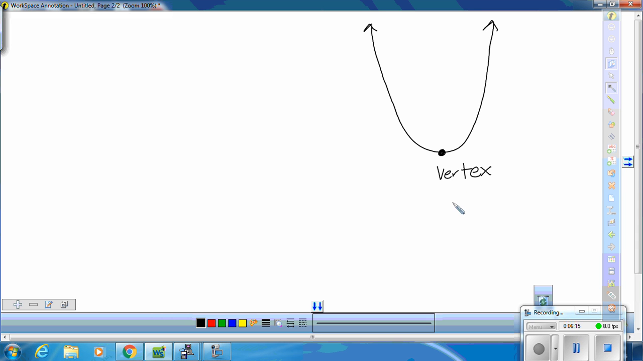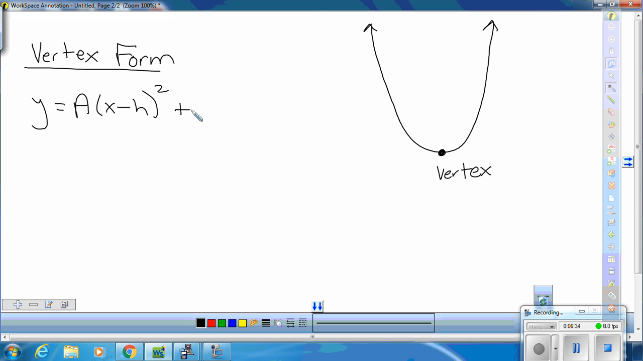How do I actually go about finding the vertex? Well, you may have noticed that one of the forms is called the vertex form. So it's a good bet that if it's in vertex form, it's probably called that because it's really easy to find the vertex. And that is the case. In vertex form, when you have a times x minus h squared plus k, the reason this is called the vertex form is because h and k tell us where our vertex is. H and k is our vertex.